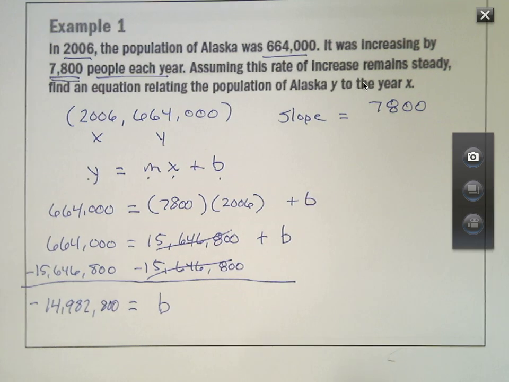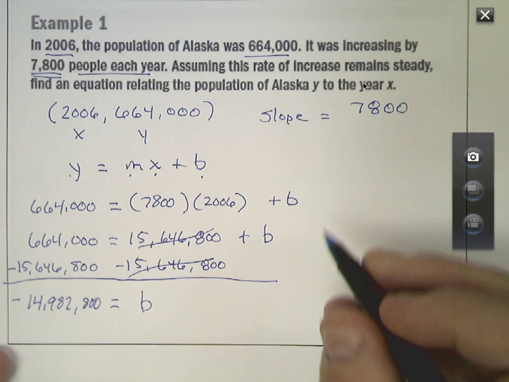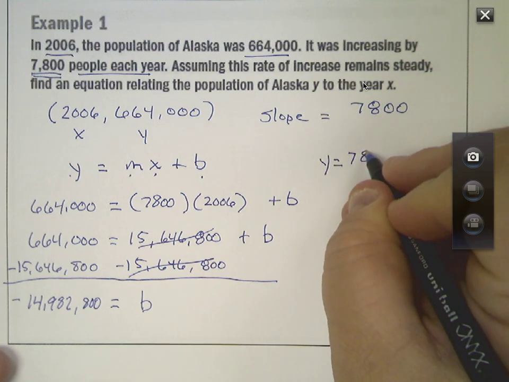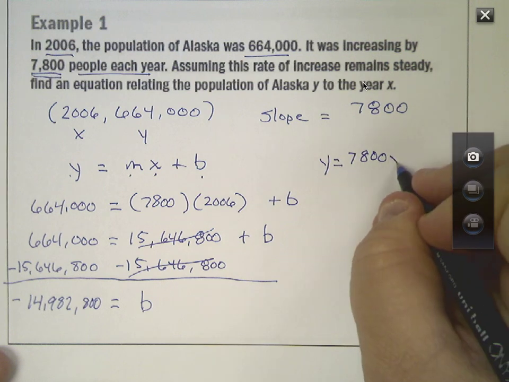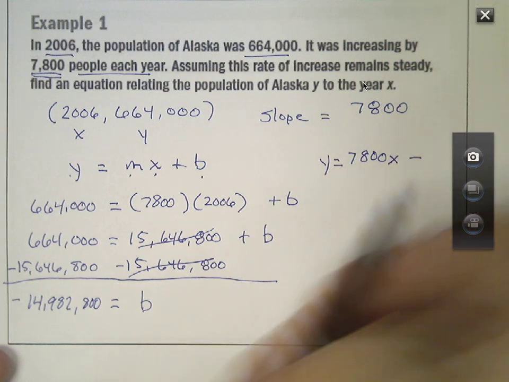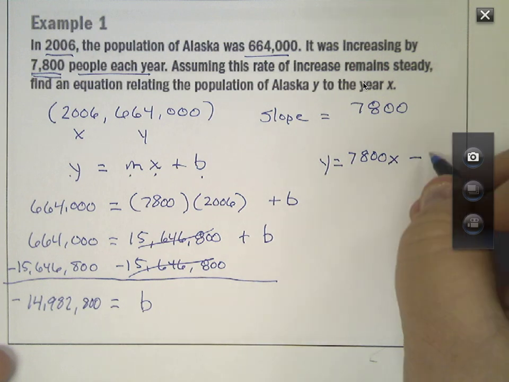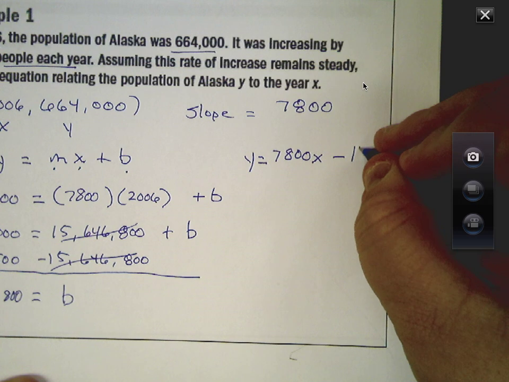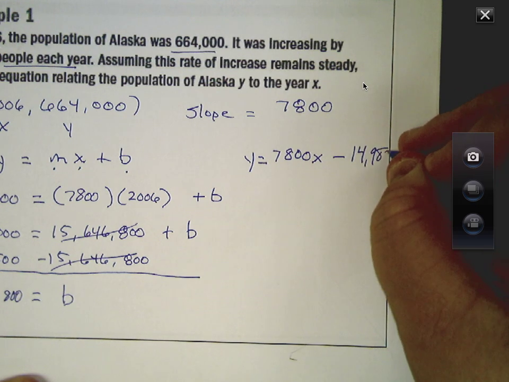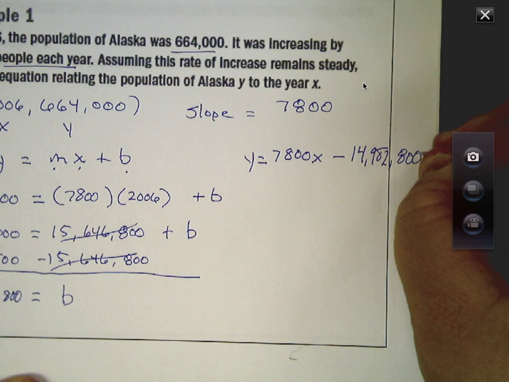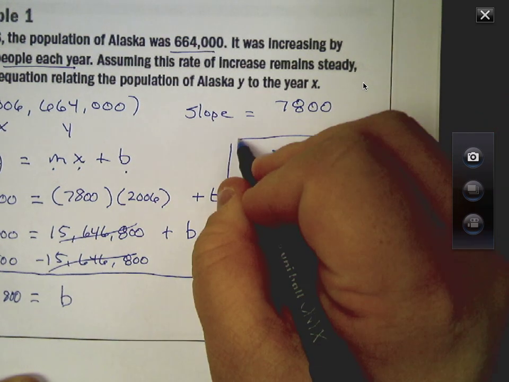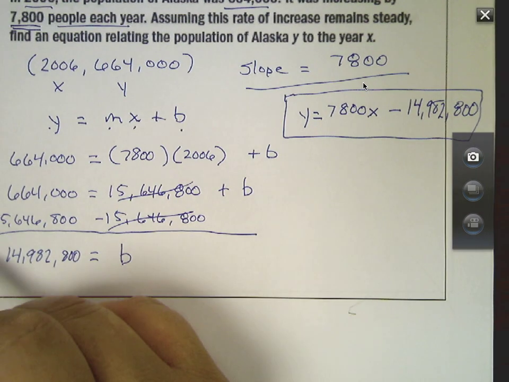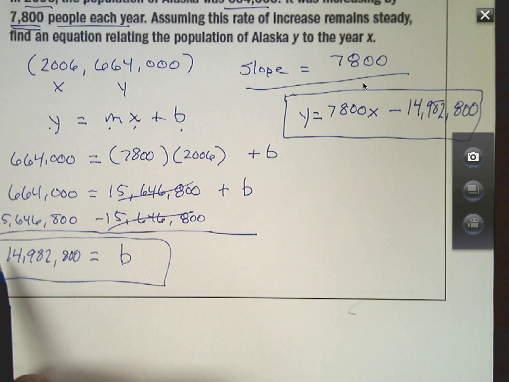y-intercept. So now that I found my y-intercept, I can go right back up here to this problem and create my equation. y equals, what slope? Slope is 7,800 x minus, because here's my b, minus 14,982,800. And we were able to get this equation because I knew my slope, and then what I had to do was find my y-intercept.